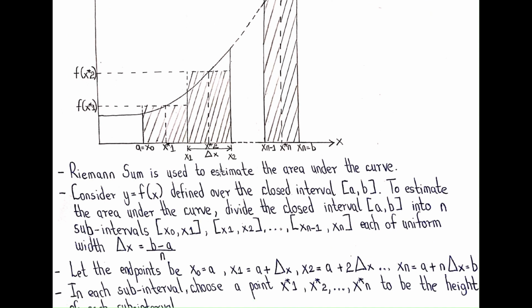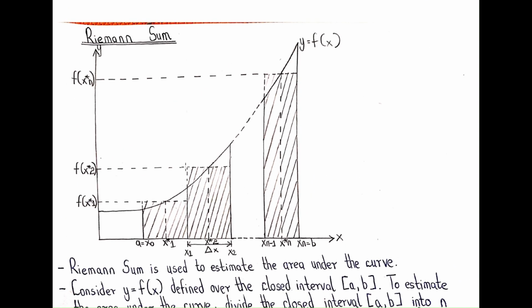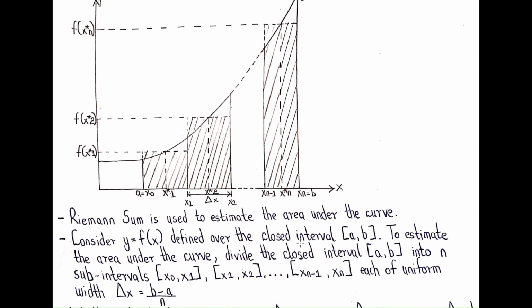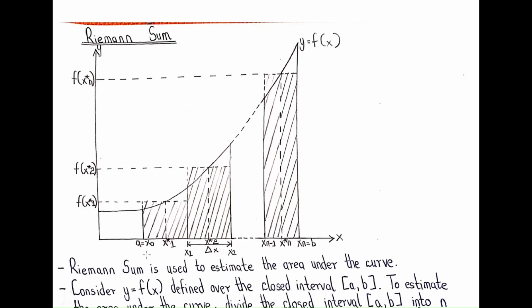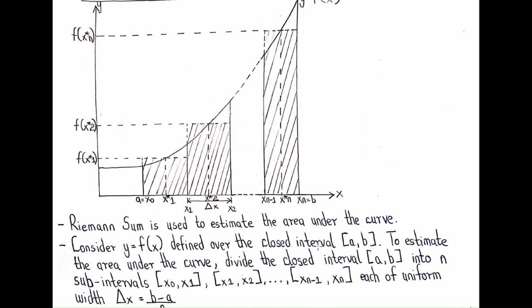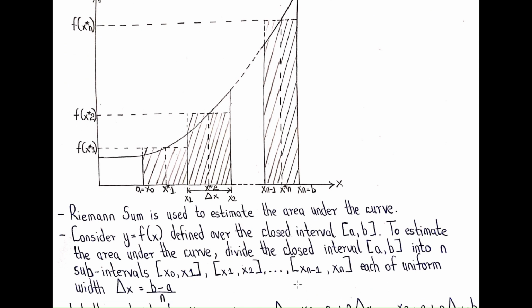Riemann sum is used to estimate the area under the curve. Consider the curve y is equal to f of x, defined over the closed interval a, b. To estimate the area under the curve, divide the closed interval a, b into n sub-intervals.